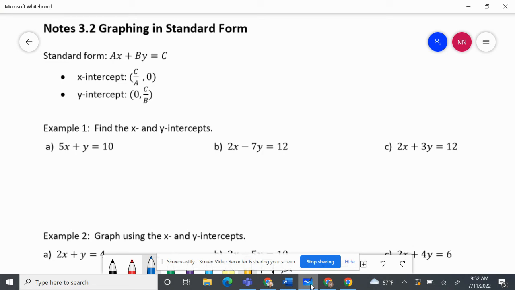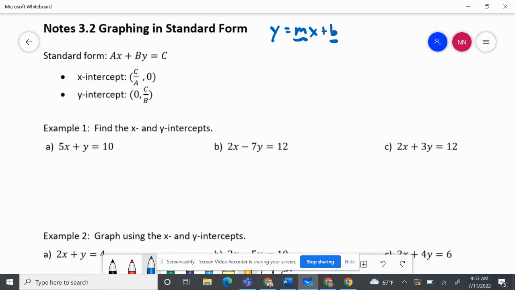Graph in standard form. What we were doing before is we were looking at slope-intercept form, and that's when the y is by itself. And we either did a table or we were graphing with our slope and y-intercept. Standard form is when x and y are on one side of the equation and c, our constant value, is on the other. It is never in fractions or decimals if it's in true standard form.